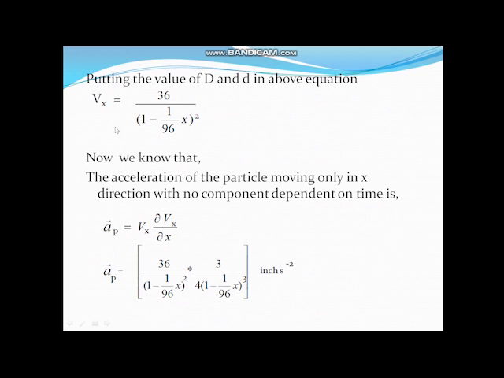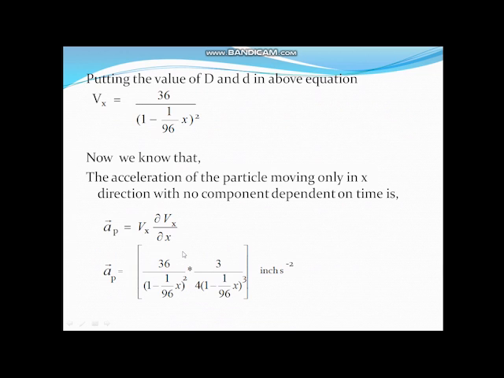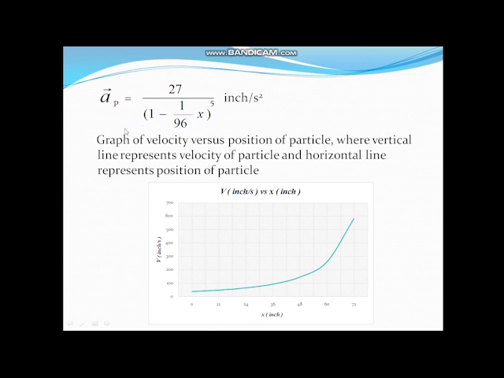But now we have to find the acceleration. We know the acceleration of a particle moving only in the x direction with no time-dependent component is this. Here we can see that the flow is only in one direction, the x direction, so let us omit the other terms and directly write the acceleration as Vx del Vx by del x. This is Vx, as you can see, and it is multiplied by del V by del x. After we partially differentiate this with del x, we get this. So the final equation comes up in this way. This is the acceleration equation. Now the first part is solved.